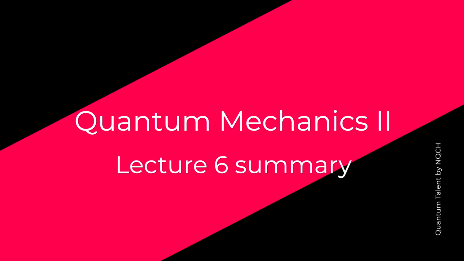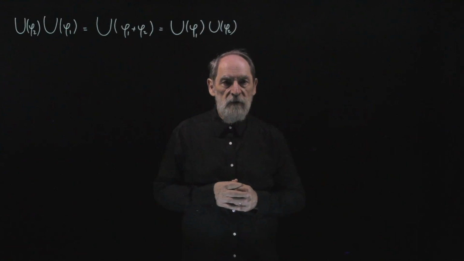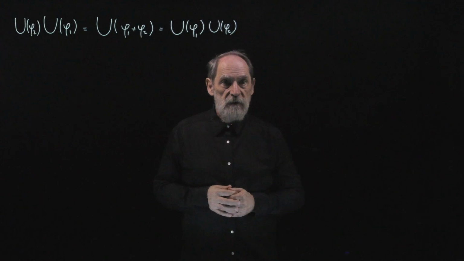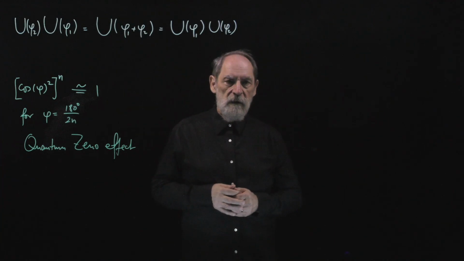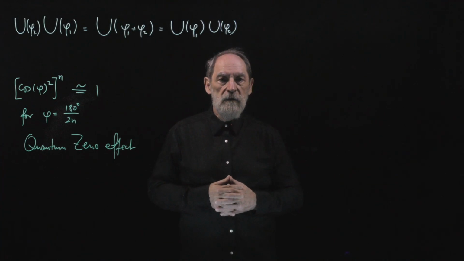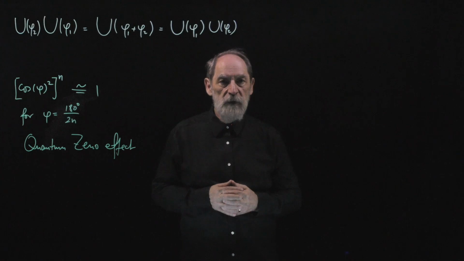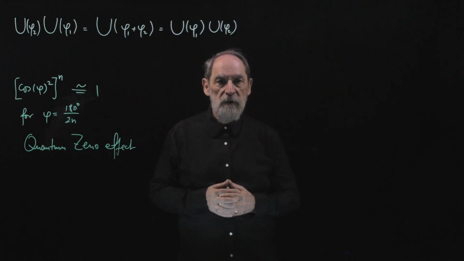In summary, we can compose many rotations by a small angle and so realize a rotation by a large angle. When we monitor the system by intermediate measurements, the quantum Zeno effect prevents the quantum system from evolving. In the next lecture, we consider quantum states of qubit pairs, which we build from single qubit ingredients.